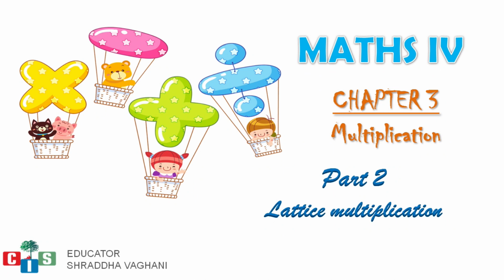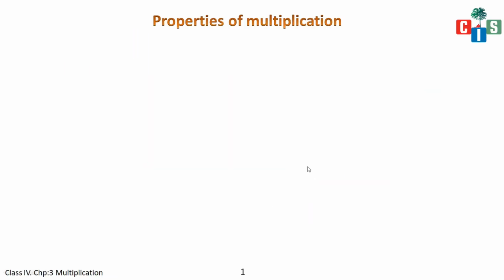I hope you are all fine and you have done the work of memorizing the tables till 10 or you can say till 12. Today we are going to see the next topic from our third chapter, that is lattice multiplication. First we will see what are the properties of multiplication and then we will see the topic.